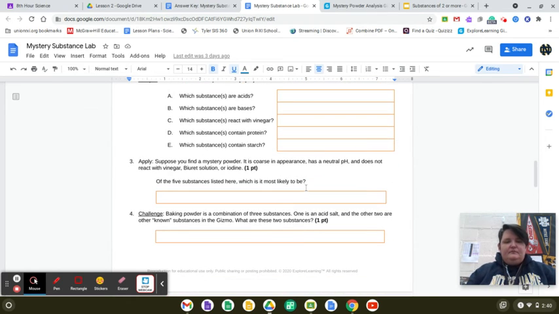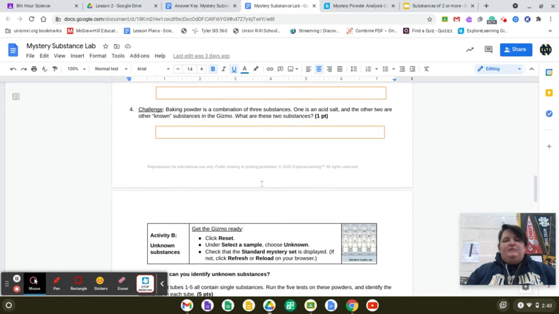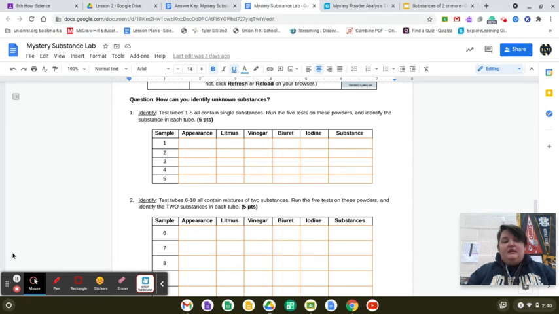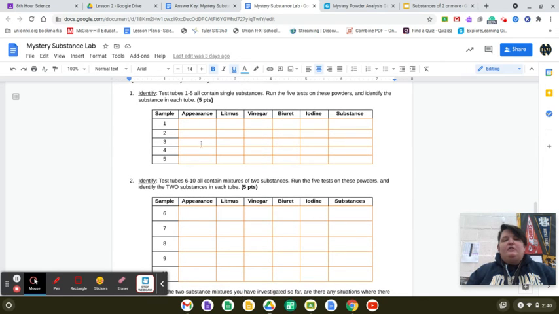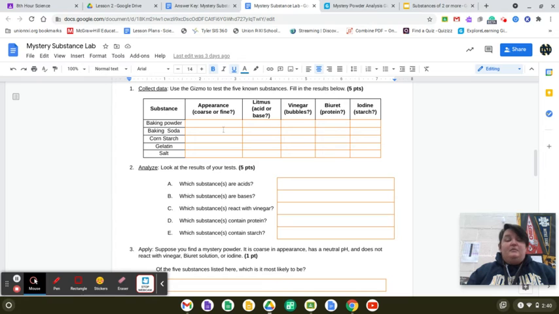Then question number 3, again, you have to have that table to be able to answer it. But anyway, let's move down to this part here, because this is the part that I wanted to go over more specifically. For this first table, you are testing tubes 1 through 5, and every one of those only has one substance in it. So that is going to be no different than this right here, okay? It's not going to be in the same order, like it's not going to be baking powder, baking soda, cornstarch, but they're going to be the same answers, okay?